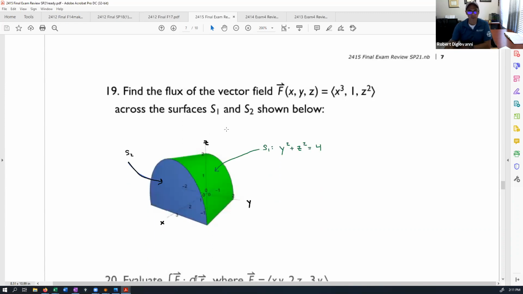Okay, how about this one? Find the flux of the vector field F. Here's the vector field. And I want it just across these two surfaces, S1 and S2. Not the whole thing, just those two surfaces. So you should be able to do this now.